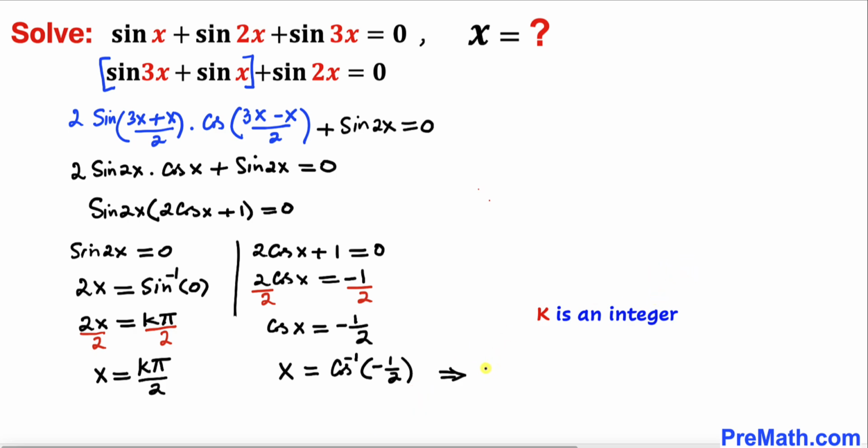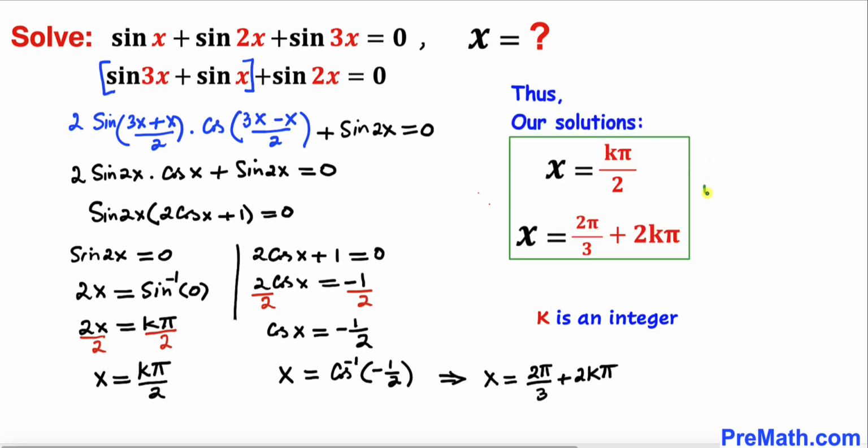So our x value turns out to be 2 pi divided by 3 plus 2k pi. And here are our solutions.